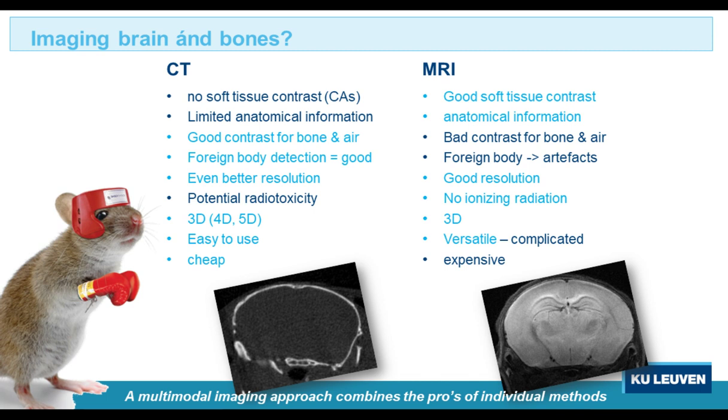Because CT is based on density differences, all the areas in the brain and also the lesions have a similar density. So a CT image of the brain would show a completely black image. You have no contrast there.